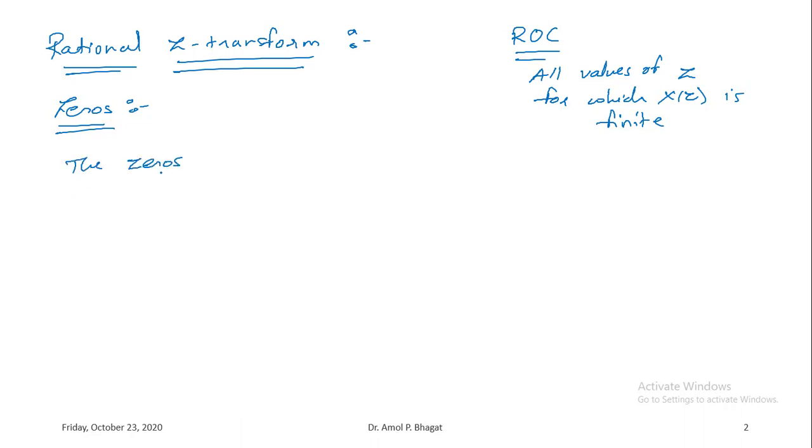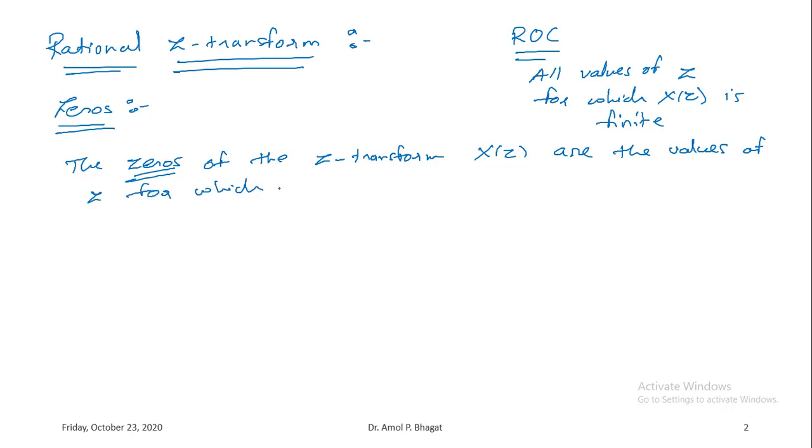So the zeros of the Z transform x of Z are the values of Z for which x of Z is equal to 0. That means we will be identifying values of Z for which x of Z is equal to 0. Such values of Z will be called zeros. Before this, we have seen the definition of ROC, and we have plotted the ROC on the real and imaginary plane, by drawing a particular circle and indicating the interior, exterior, or some other part of that plot as ROC values.